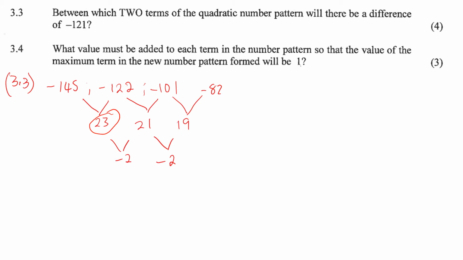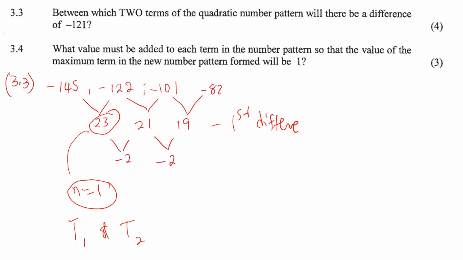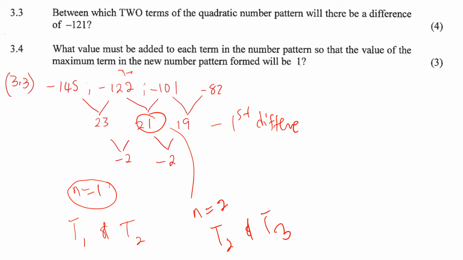We can see that 23 is in position n equals 1 on the first difference, which we know is an arithmetic sequence. So a difference that is in position number 1 is formed by which terms in the quadratic sequence? It is formed by term number 1 and the following term, which is term number 2. Meaning that if we know the position of the difference, we can determine which two terms form it. Let's check 21. It's in position n equals 2 on the first difference, and it's formed by term 2 and the next term, term number 3. It's formed by term number 2 and term number 3.